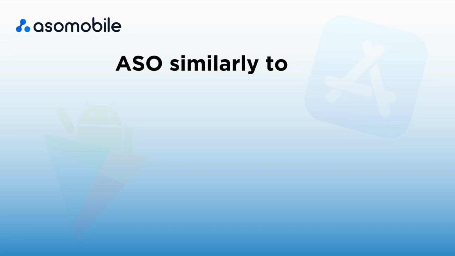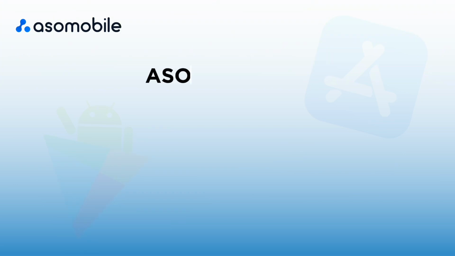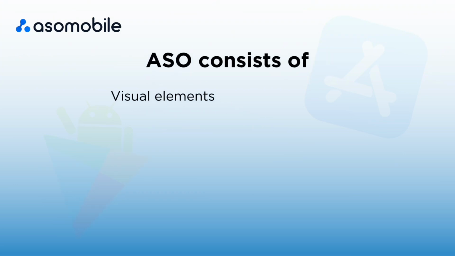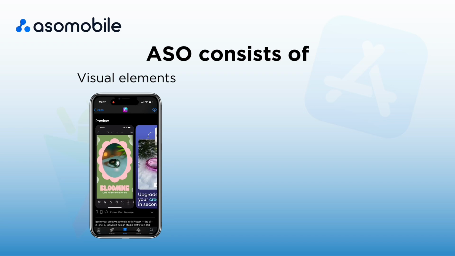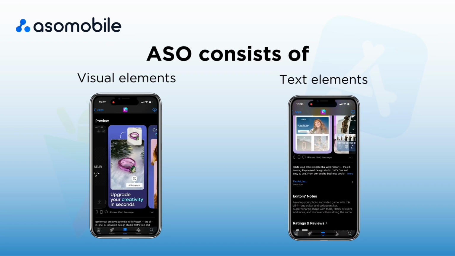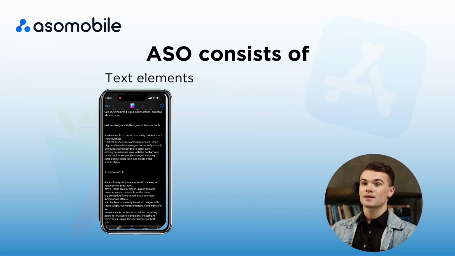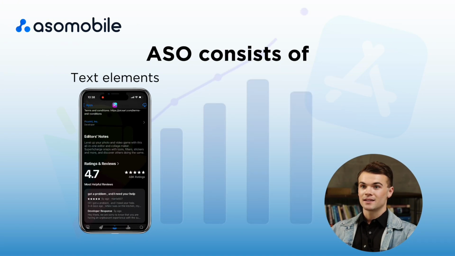ASO works similarly to SEO, search engine optimization, for websites, but for mobile apps. It consists of visual elements, icons, screenshots, videos, and textual elements, keywords, titles, descriptions. Today, let's focus on the textual side, which directly affects how easily people can find your app.